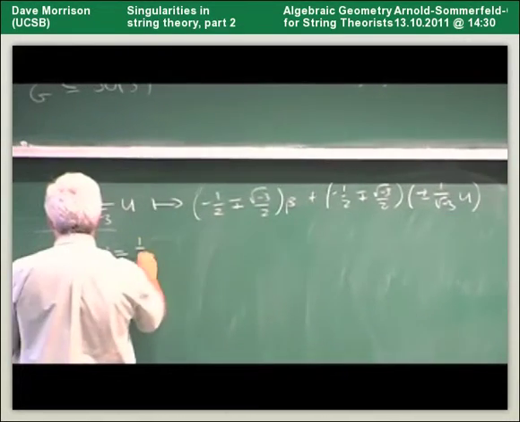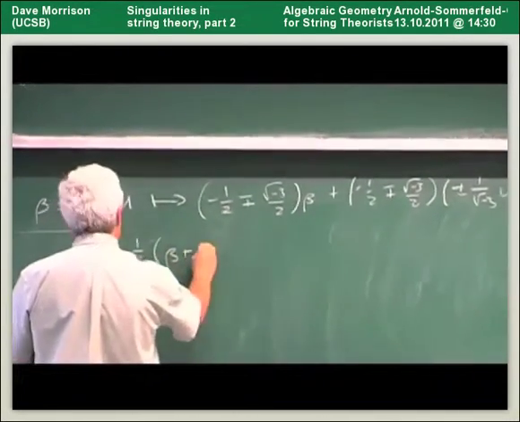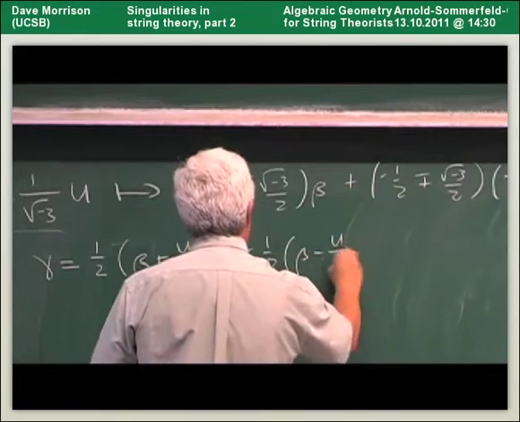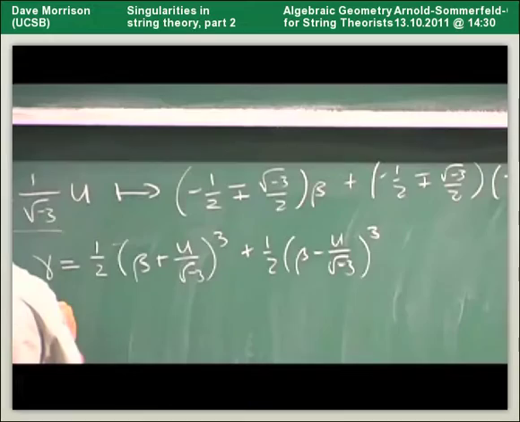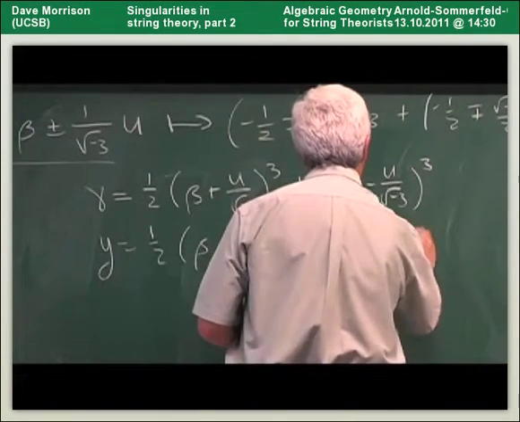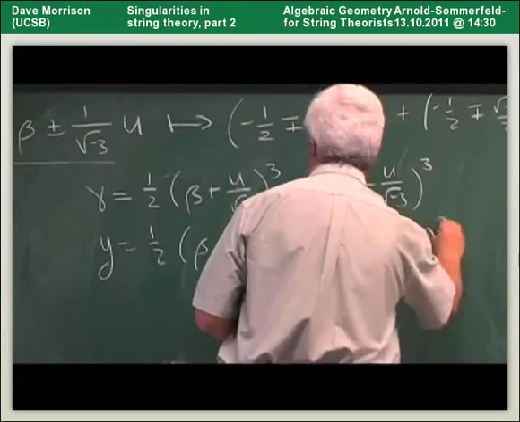All right. So now my invariants are gamma, which is half beta plus u over root minus 3 cubed plus a half beta minus u over root minus 3 cubed. It's the same trick I was doing before. Y, which is the difference of these guys, difference of the cubes. And I'm going to call it minus x, which is the product.